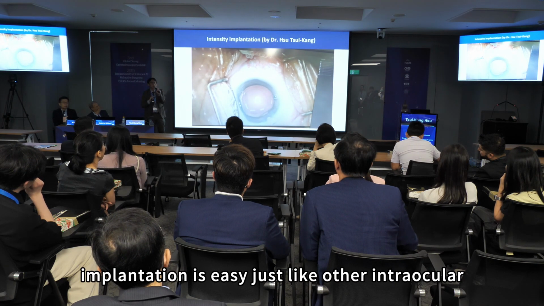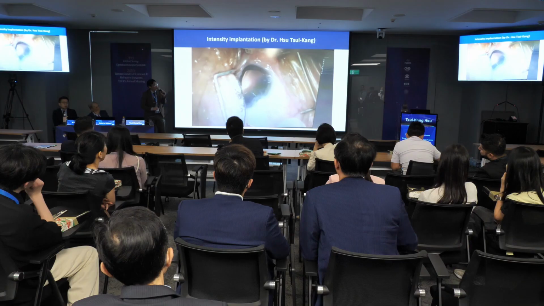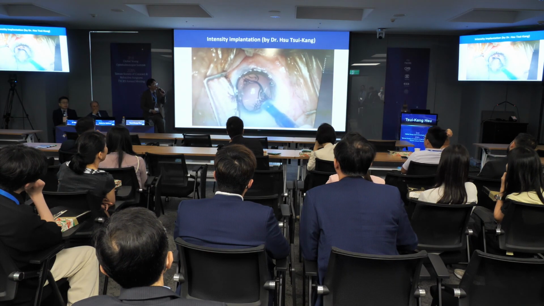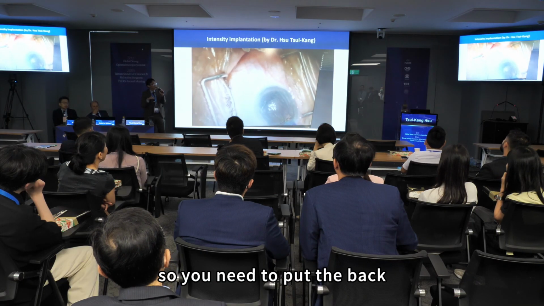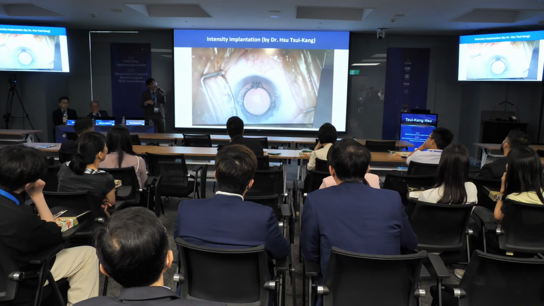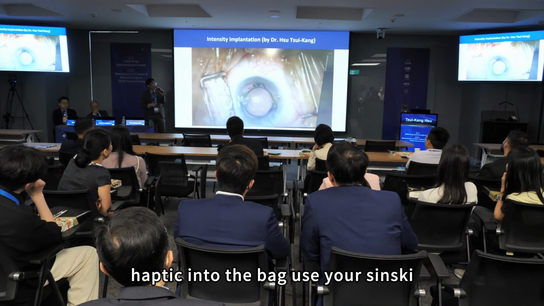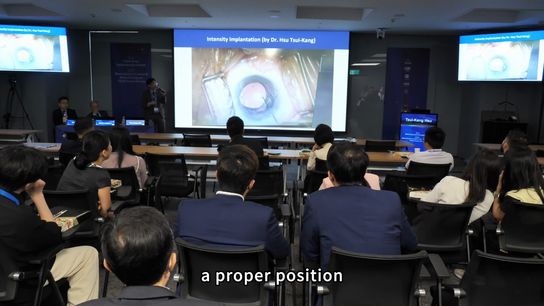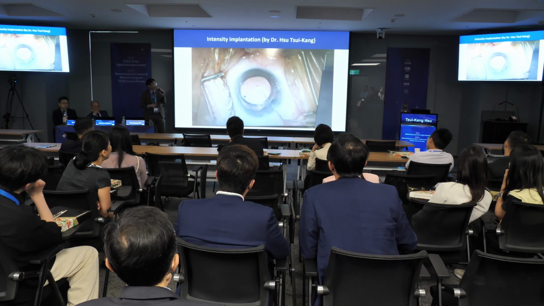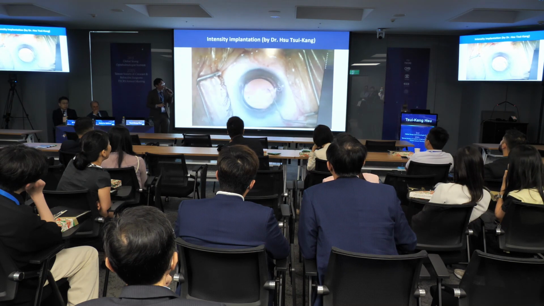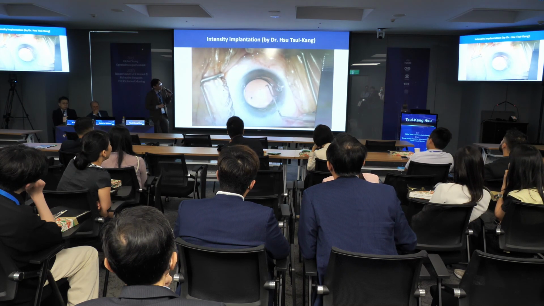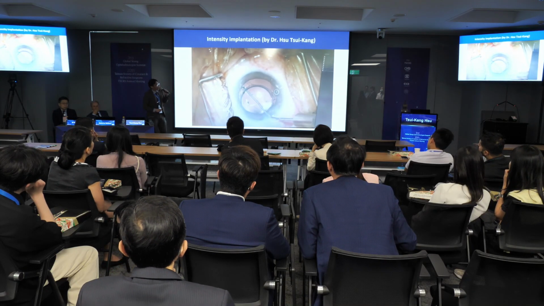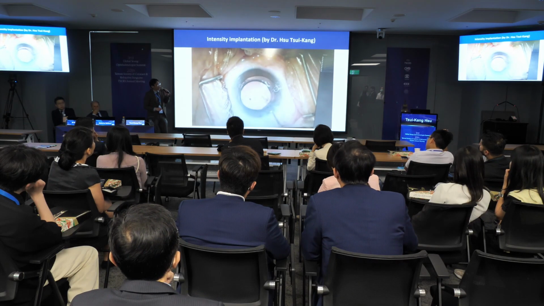Implantation is easy, just like other intraocular lenses. But the lens has a bendy haptic, so you need to put the back haptic into the back, using a Sinskey hook or another instrument, to make the haptic sit in a proper position. And you can even see the ring very clearly, right? This is the Intensity lens.